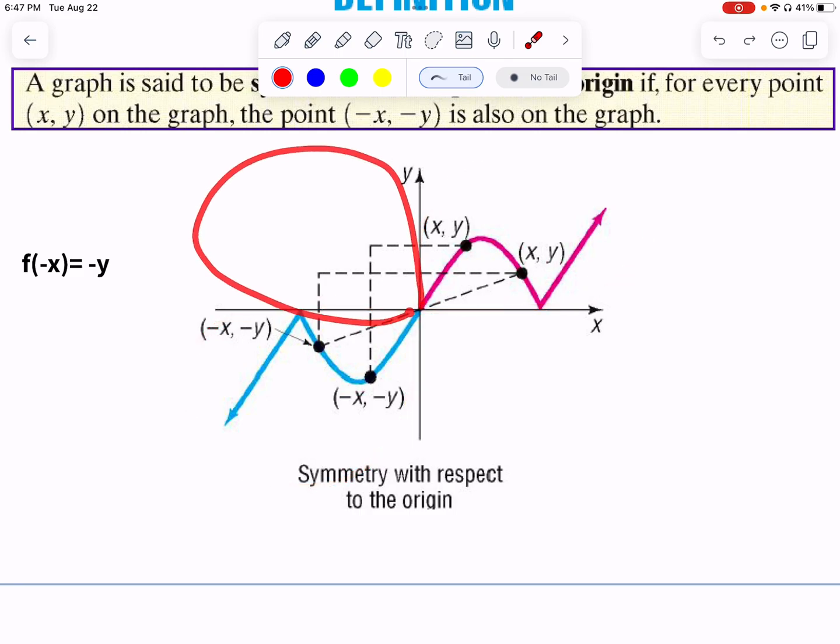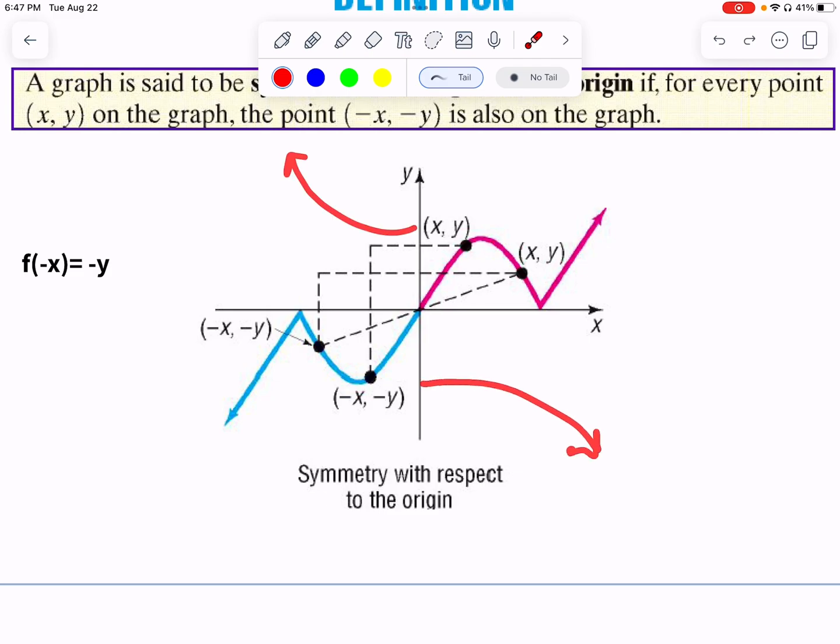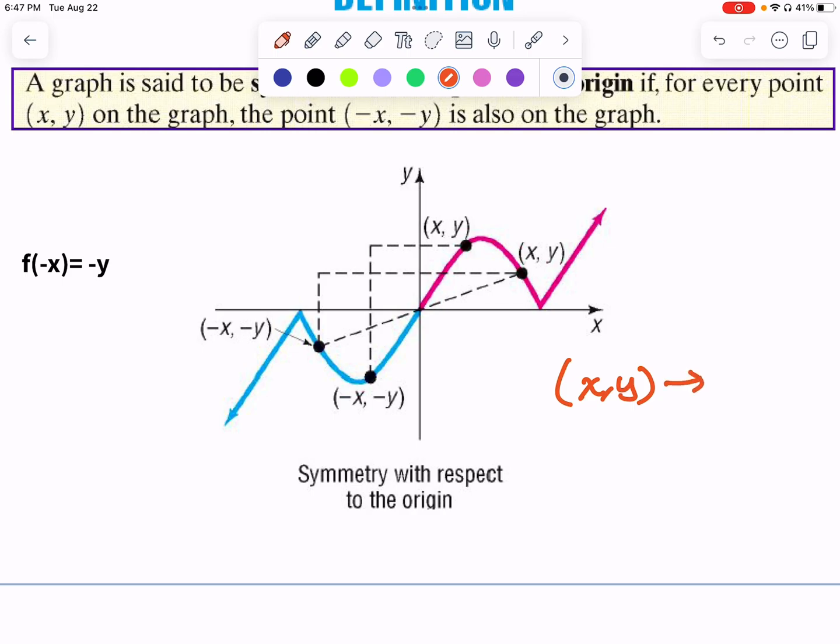If you see any part of the graph here in the second quadrant, you're going to see a reflection of it in the fourth quadrant. For example, if I have something like that here, then I would also see something like that on this side of the graph. So that's the visual representation. Let's do the algebraic representation. All that means is for every x comma y, there has to be a negative x comma negative y on the graph.